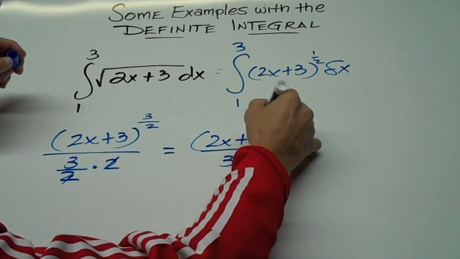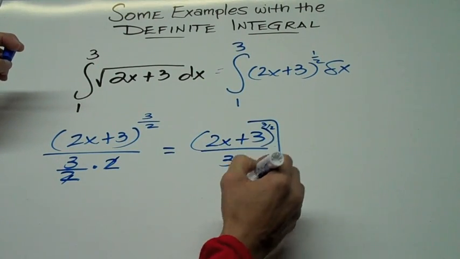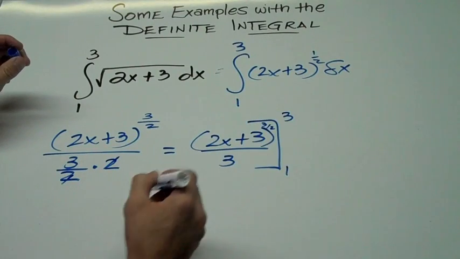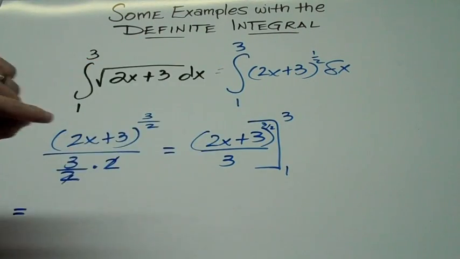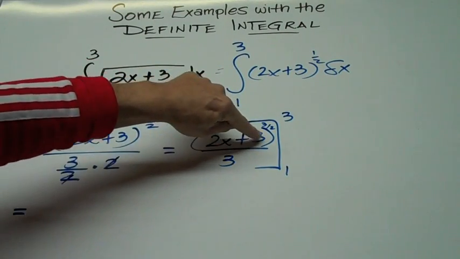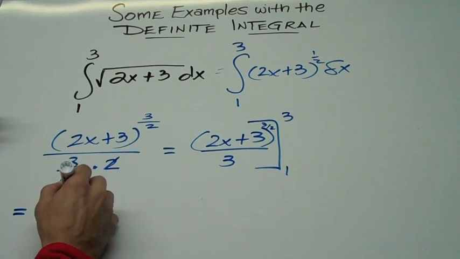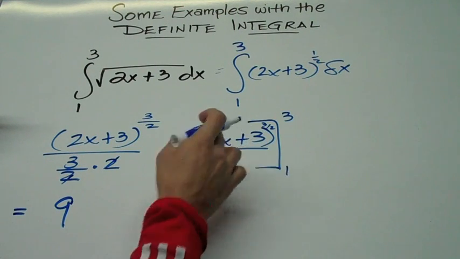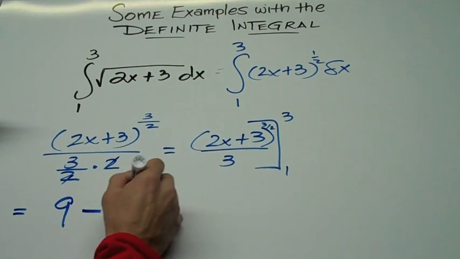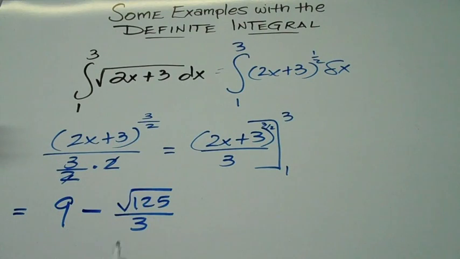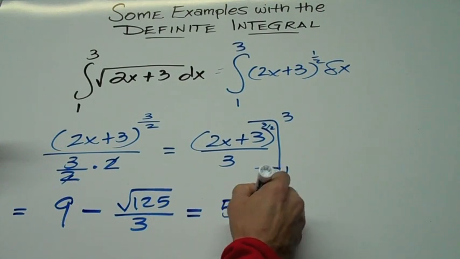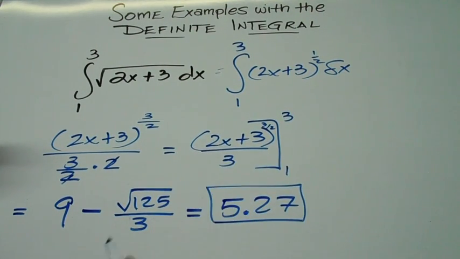And I'm evaluating that from 1 to 3, which means I have to plug in 3. When I plug in 3, I get 3 times 2 is 6, plus 3 is 9. If I take the square root of 9, I get 3, and cube it, I'll have 27 over 3, which is 9. If I plug in the 1, I get minus the square root of 125 over 3. You can do the math slowly, and you'll see if you plug in the 1, that's what you do get, which comes out to, when you work on your calculator, 5.27. And that, again, represents the area under the curve from 1 to 3.